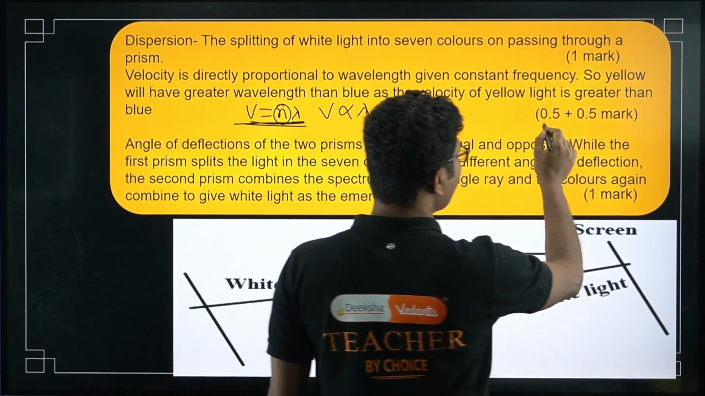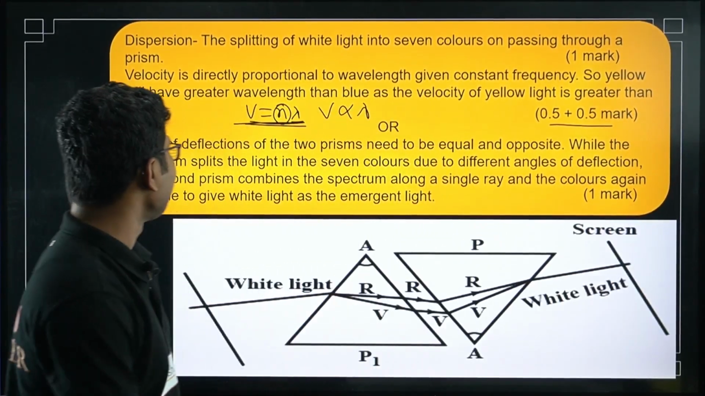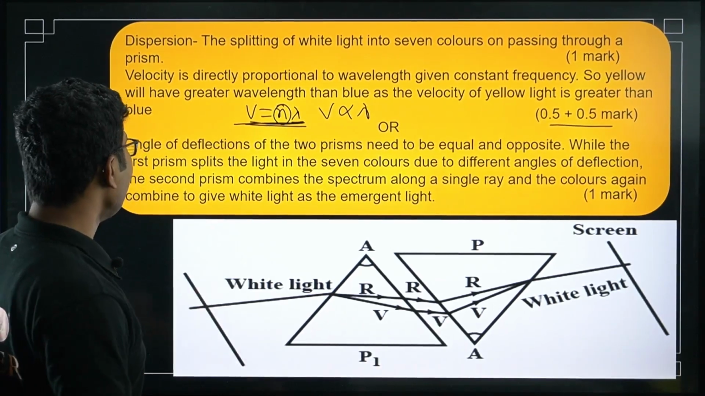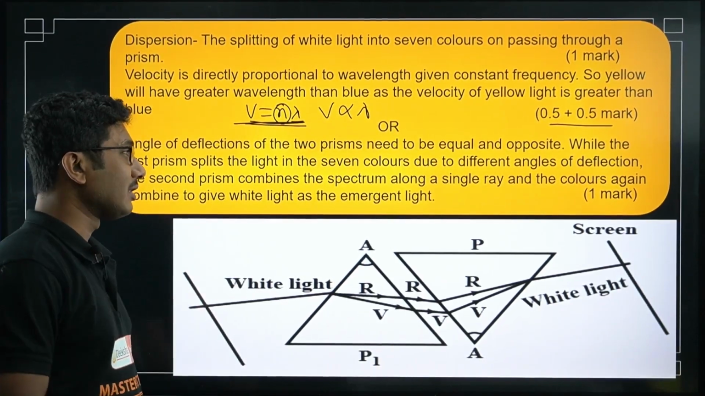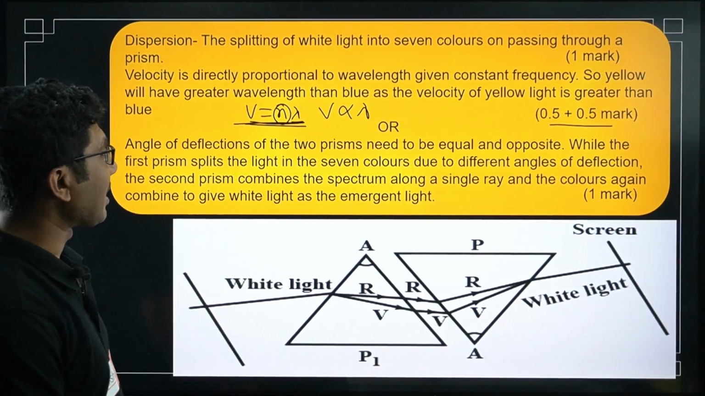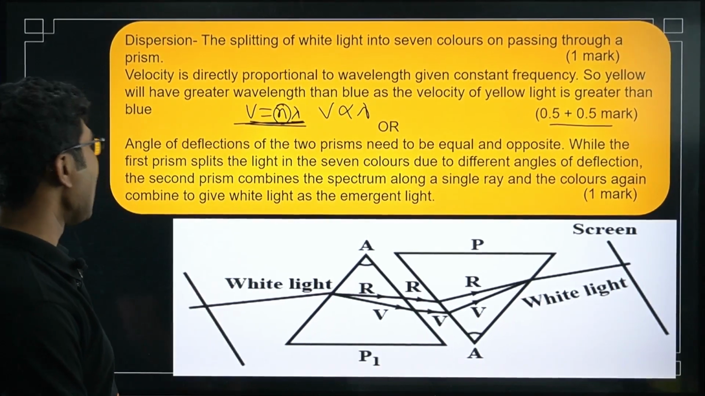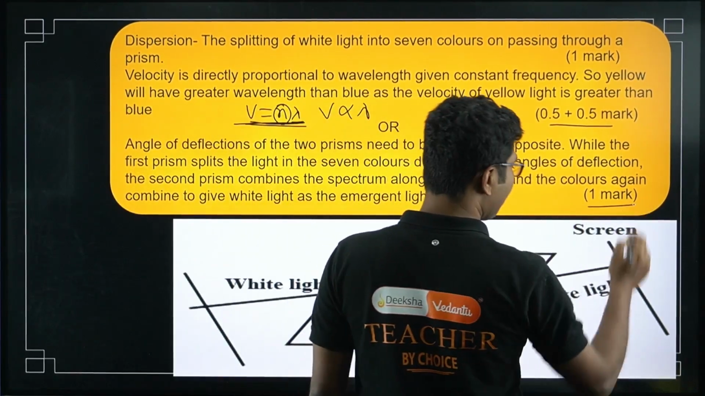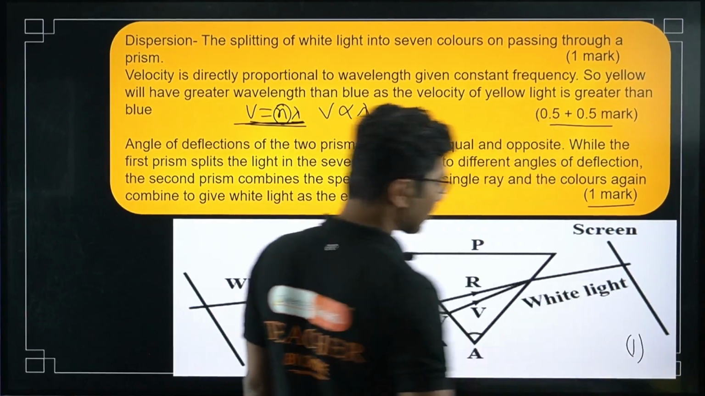And if you are not able to answer that, then you have to answer that the angle of deflection of the two prisms needs to be equal and opposite. While the first prism splits the light into 7 colors due to different angles of deflection, the second prism combines the spectrum into a single ray, and the colors again combine to give white light as the emergent light. For this writing you get 1 mark, and for drawing the diagram you get another 1 mark.